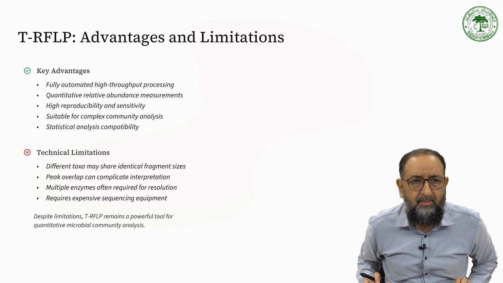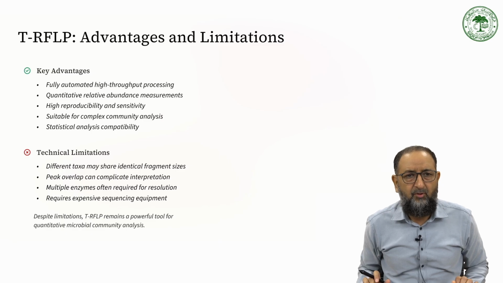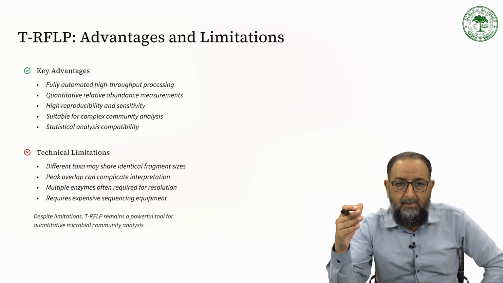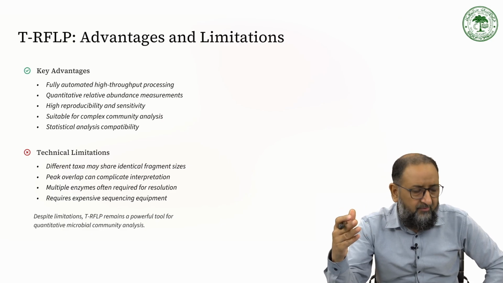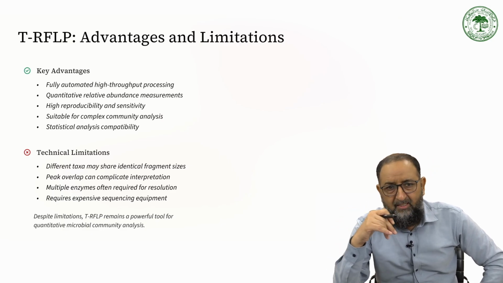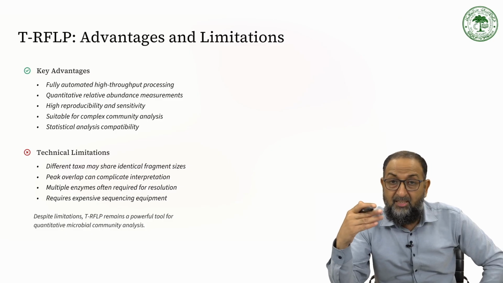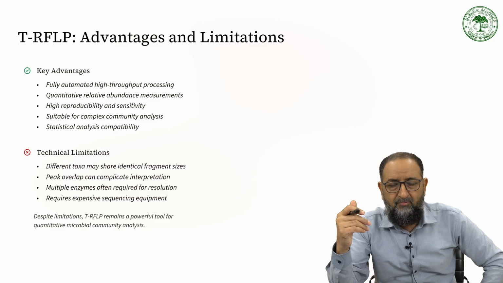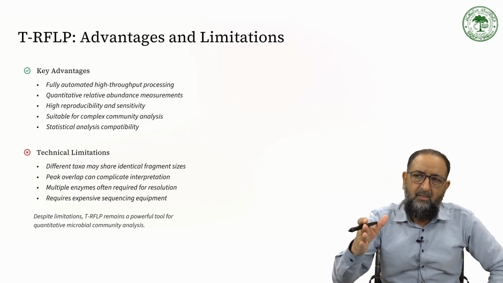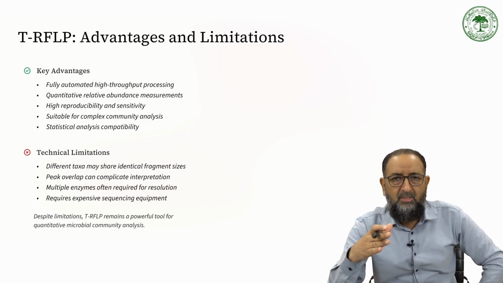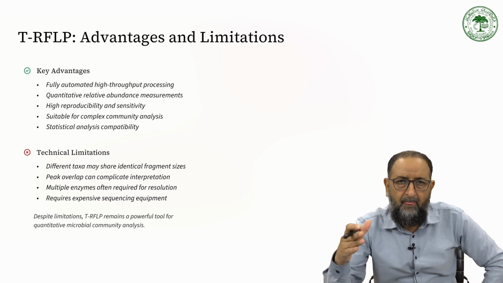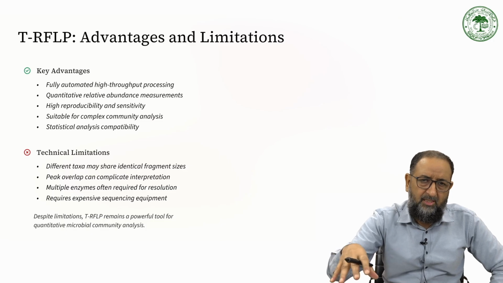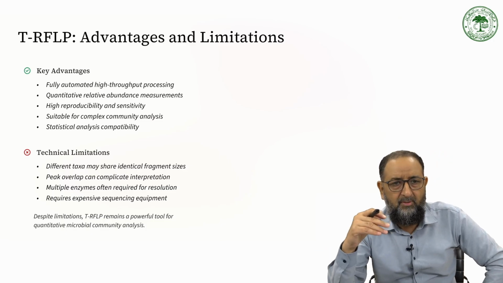Now, T-RFLP advantages and limitations we talk about. In earlier cases also similarly, you have fully automated high-throughput processing, quantitative relative abundance measurement, then high reproducibility, sensitivity, highly stable for complex community analysis. For example, if you have different environmental communities, for example, water bodies, sewage water, hospital sewage water, domestic sewage water, you can look into different time periods, longitudinal studies, and find the variations through RFLP, which remains very stable.